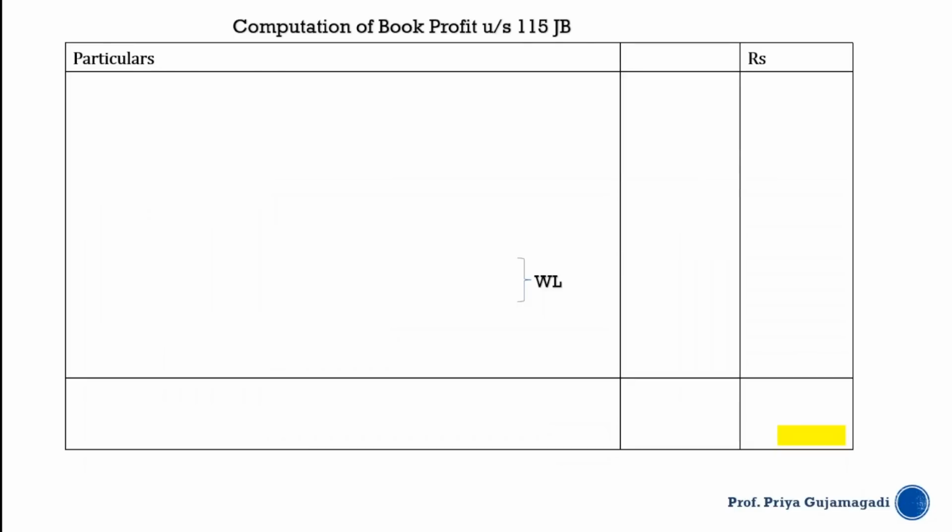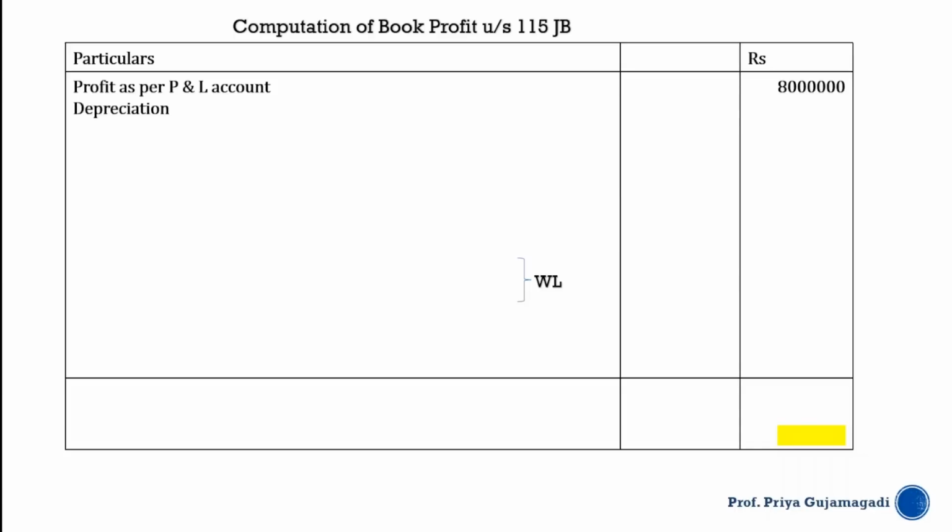So now we have calculated the total income under normal provision. We'll calculate total book profit under section 115 JB. Some of the adjustments will be the same as we have done in total income, and some of the adjustments will be different. Profit as per P&L account, as it is, we have to take 80 lakh rupees.